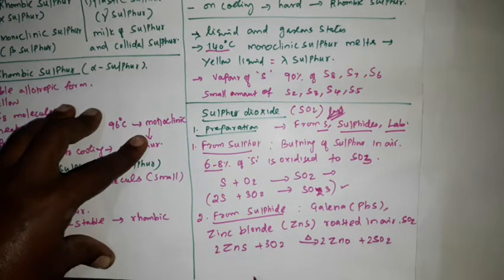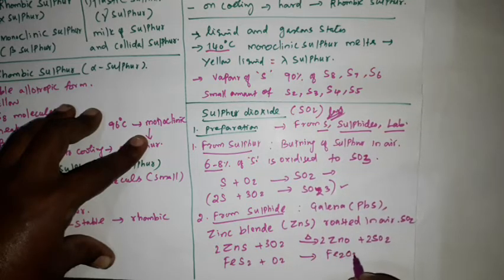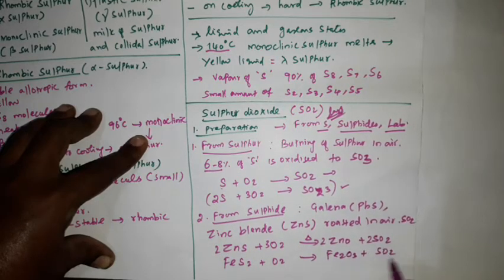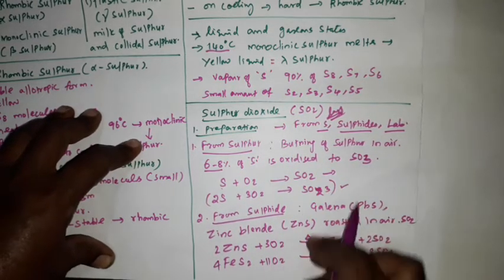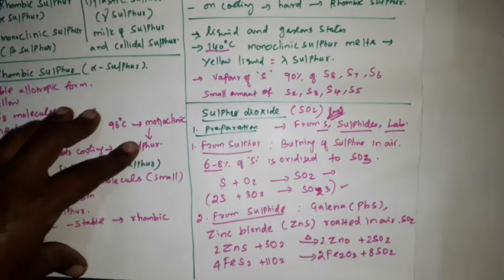Okay. Also FeS2, from here also we can prepare, FeS2 plus O2, we will get Fe2O3 plus SO2. So balance the equation, put 4 here, then 11, then here 2, then here 8. Okay, so 2 methods we studied, then one more method, that is laboratory preparation. So third method, that is laboratory preparation.